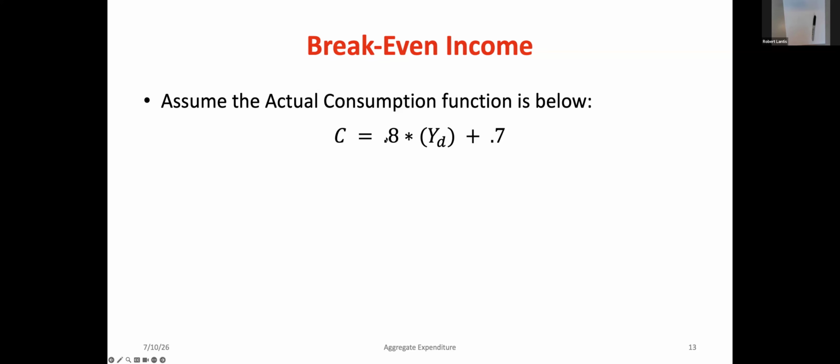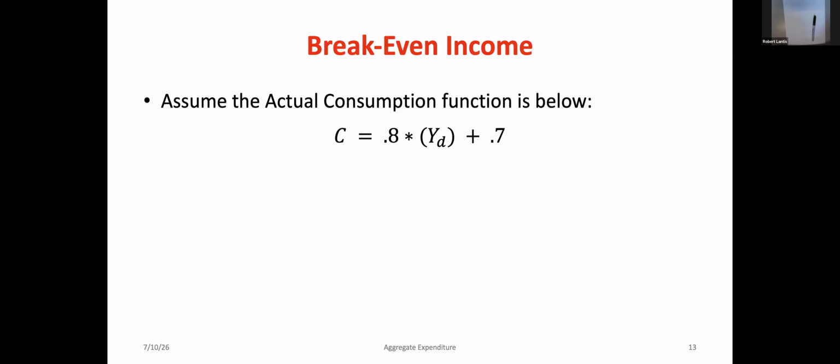It would be 0.7. What is our marginal propensity to consume? 0.8. As a follow-up, if we know the marginal propensity to consume, what does the marginal propensity to save have to be? All we can do with our income is either consume products or save, so those two should always add up to one. If my marginal propensity to consume is 0.8, my marginal propensity to save must be 0.2.